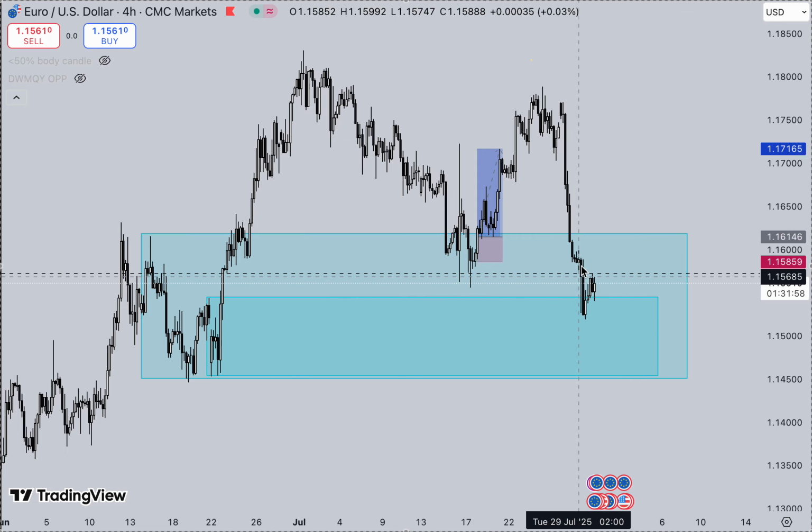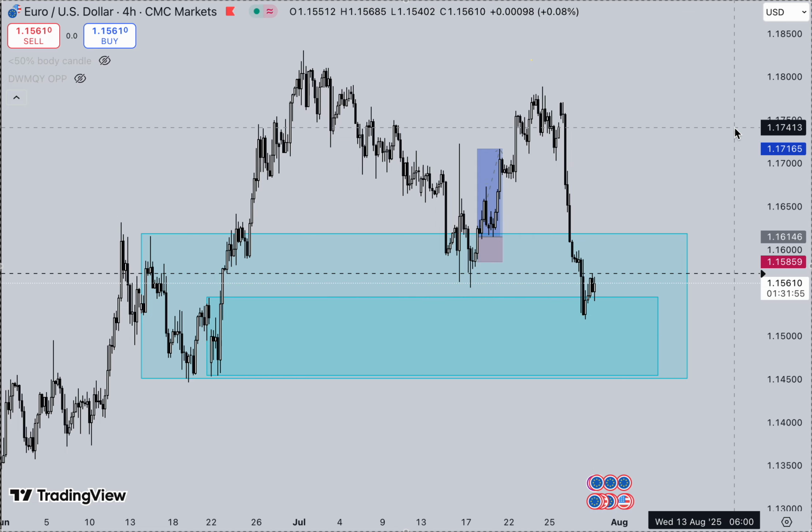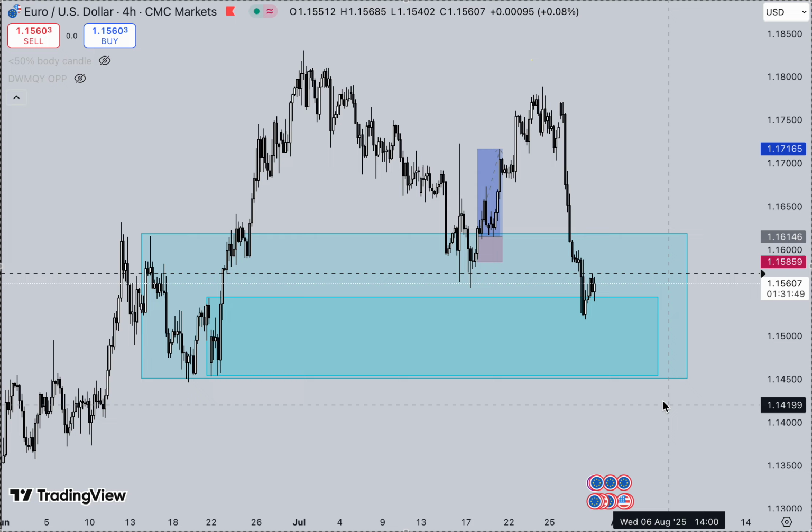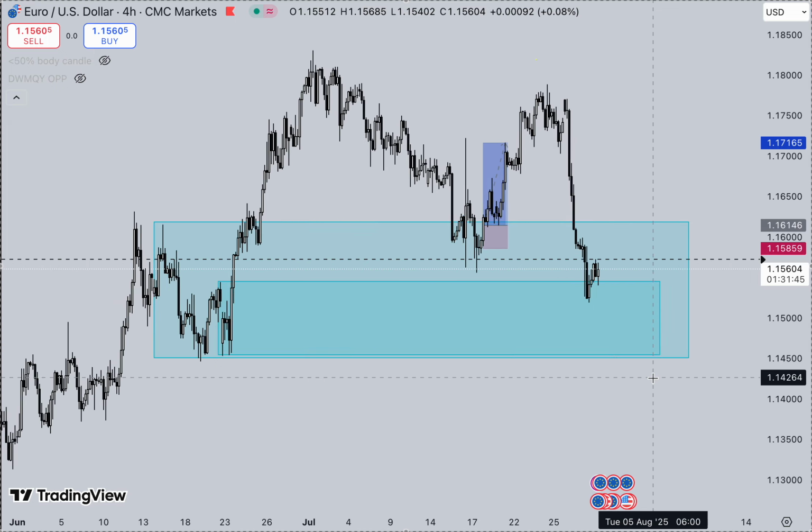So if we break fractal structure and keep going up, then we just follow the trend and start buying. But if we break it, now we start looking for further sell positions below the 1.45 level. Okay, I hope that makes sense to everybody.